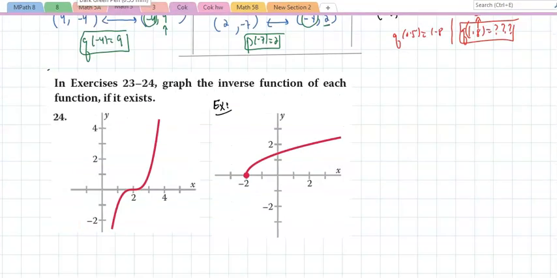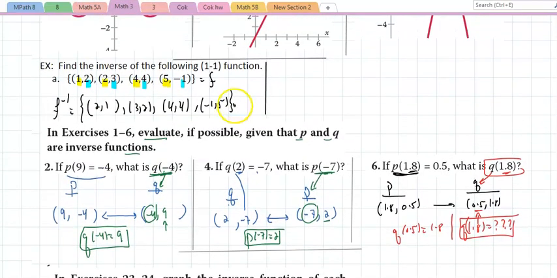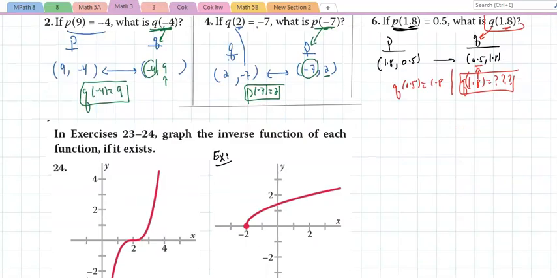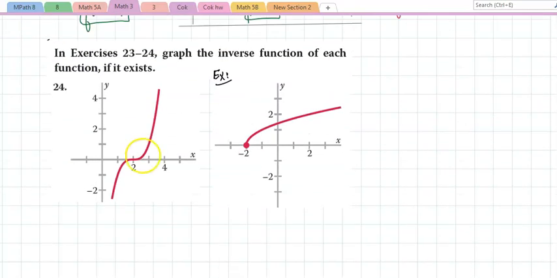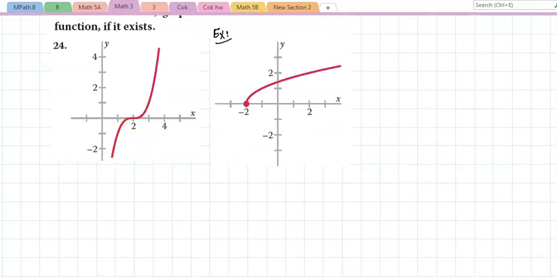Now, in 23 and 24, there's only one problem, so I added an example. Graph the inverse function of each relation. Actually, I'm going to get one more example when I'm done with this. Let's see how that works. Given points, we know how to find the inverse. We switch x with y. Very easy. Given a graph, we're going to do the same. We're going to look at the graph and switch x with y. What do you think that point is? That's 2, 0. So, switch x with y, that becomes 0, 2.